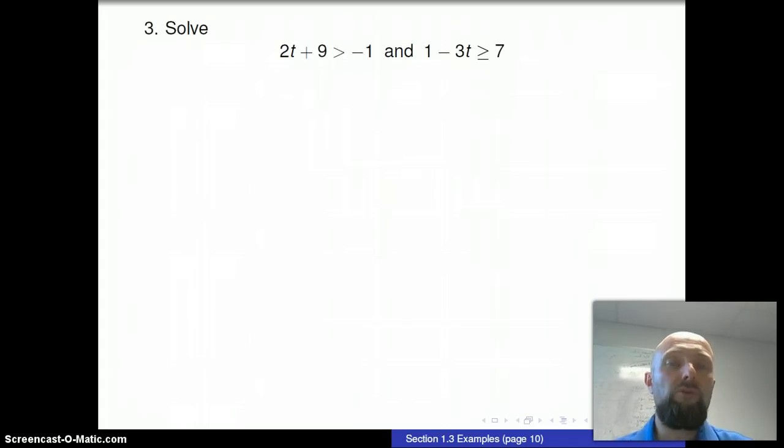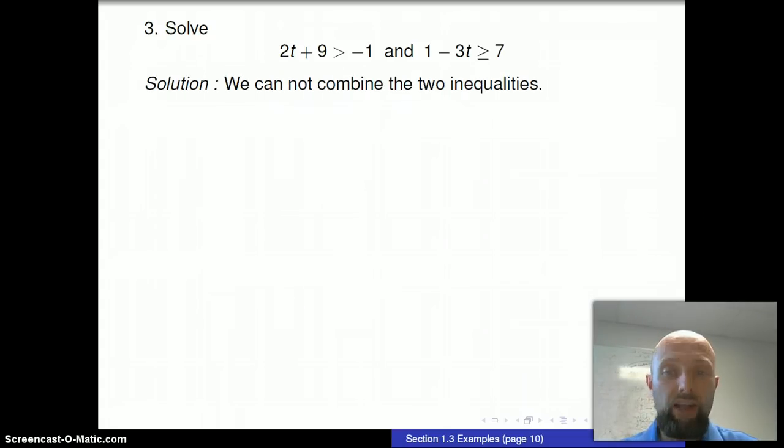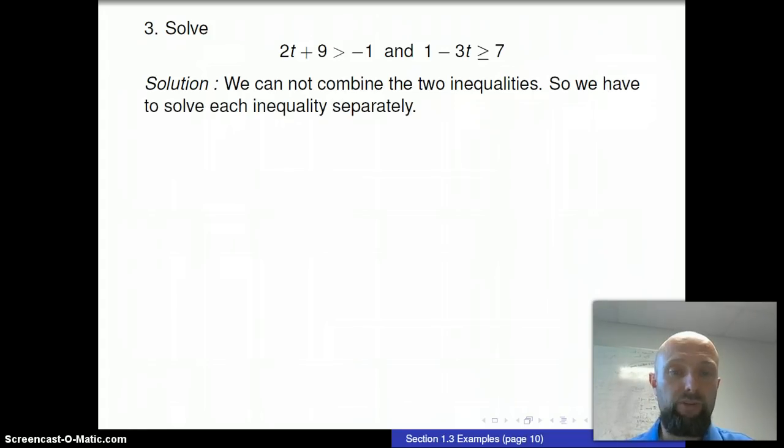Third example, solve the compound inequality 2t plus 9 is greater than -1 and 1 minus 3t is greater than or equal to 7. Notice that we cannot combine the two inequalities. Although it is a compound inequality using the word and, both inequalities do not deal with the same expression. In the first inequality we have 2t plus 9, in the second one we have 1 minus 3t. So we have to solve each inequality separately.